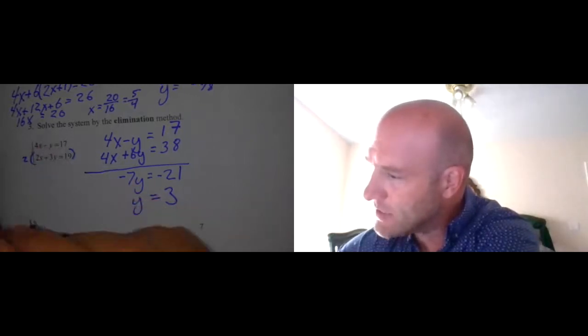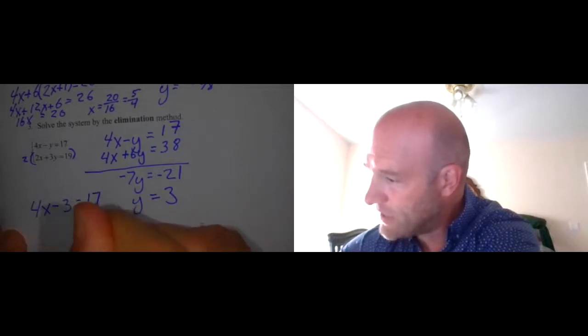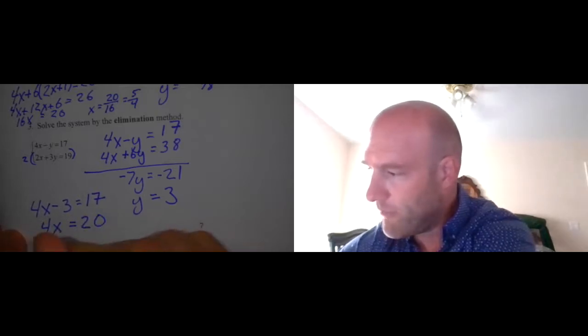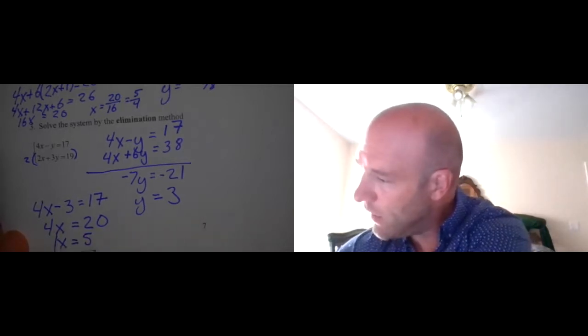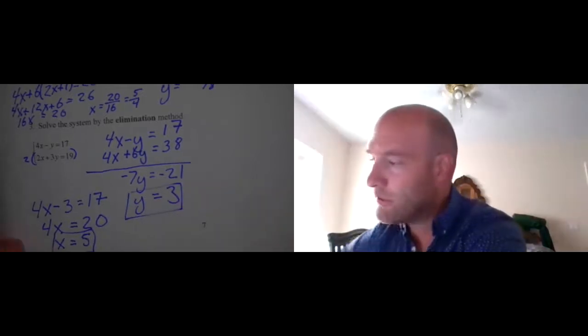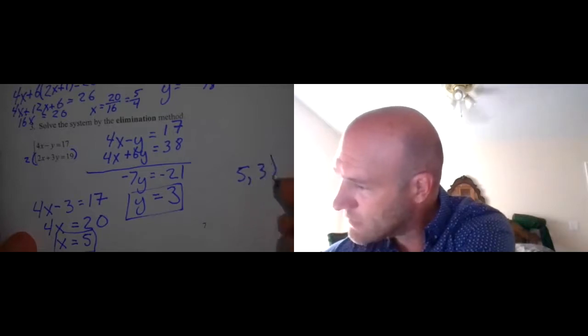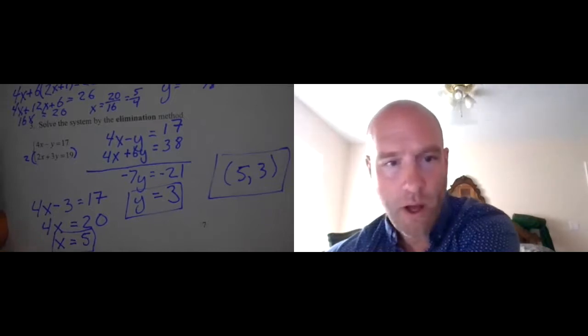This one looks easiest to me. I'm going to say 4x minus, instead of y, I now know it's 3, equals 17. Again, this is looking pretty promising because when I add 3 to both sides, I get something divisible by 4, and x apparently equals 5. So again, x and y, you can either box both of those answers, or I could write it as the ordered pair, x comma y, and box that one instead. Up to you.